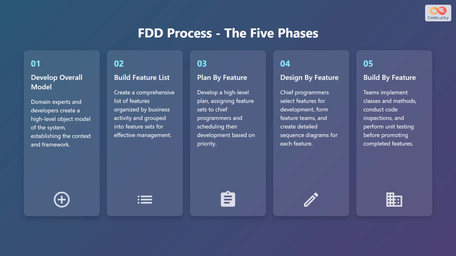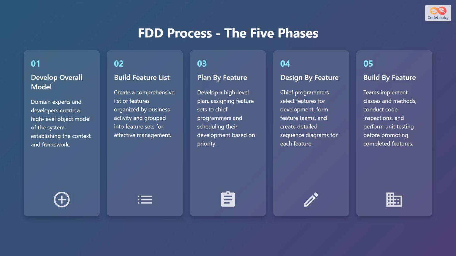Phase 4: Design by feature. Chief programmers select features for development and form feature teams. They create detailed sequence diagrams for each feature, mapping out how different parts of the system will interact to deliver that feature. Phase 5: Build by feature.